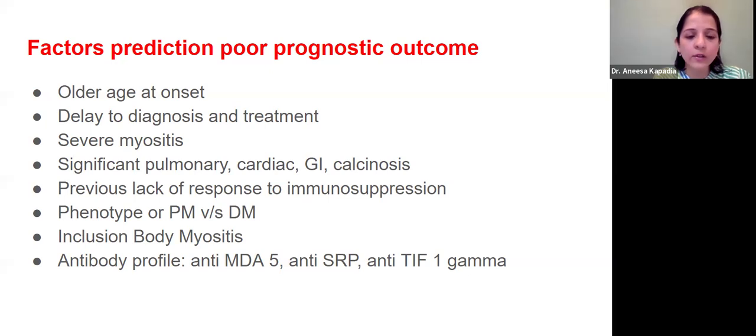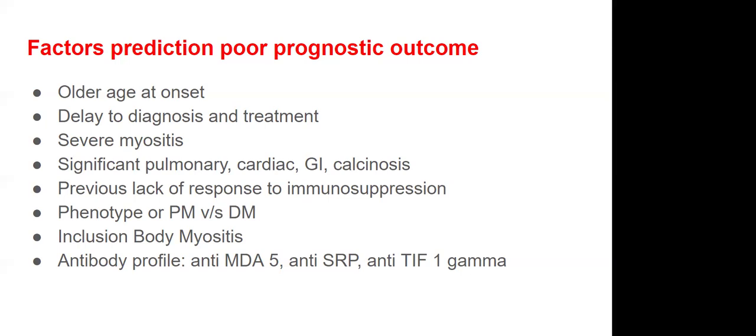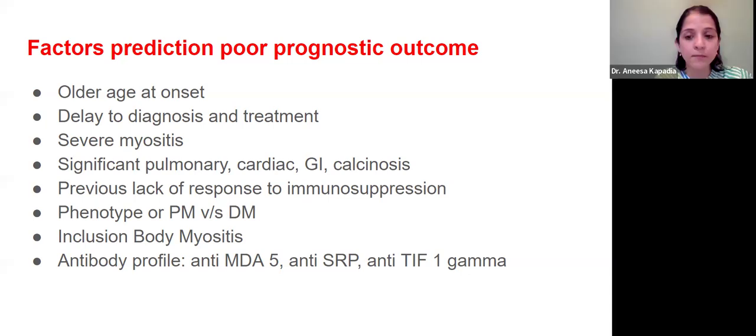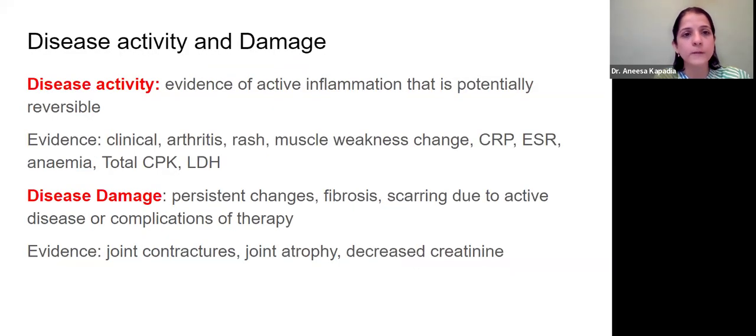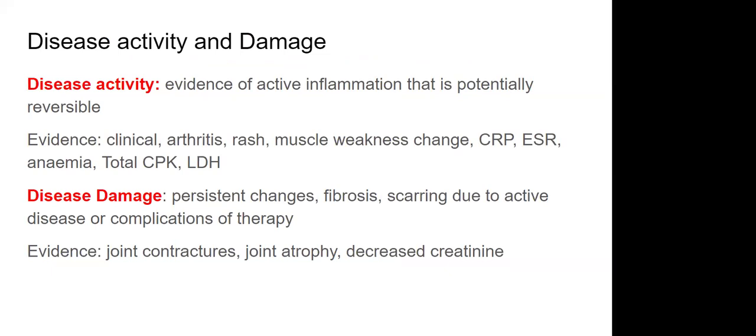And also the phenotype depends. So inclusion body myositis, as we had studied last time, has a poorer outcome compared to dermatomyositis, which is much better. Certain antibodies, like anti-MDA5 and anti-SRP, do have a poorer outcome versus the anti-synthetase antibodies. So all of these will help us decide and help us realistically tell our patients what they should expect from the treatment. So what is activity and damage?